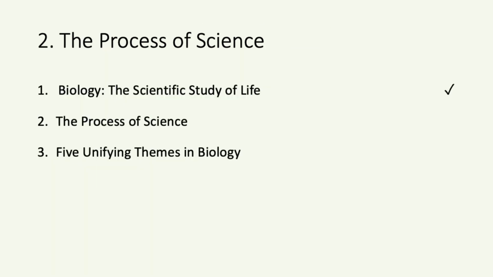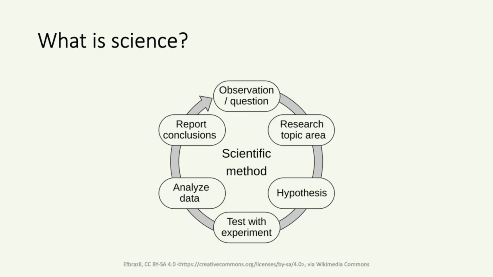Then, how do biologists study life? Or in general, how do scientists study the natural world? What is science? Science uses an evidence-based process of inquiry to investigate the natural world. The scientific approach involves observations, hypotheses, predictions, tests of hypotheses via experiments or additional observations, and analysis of data. A scientific theory is broad in scope and supported by a large body of evidence.